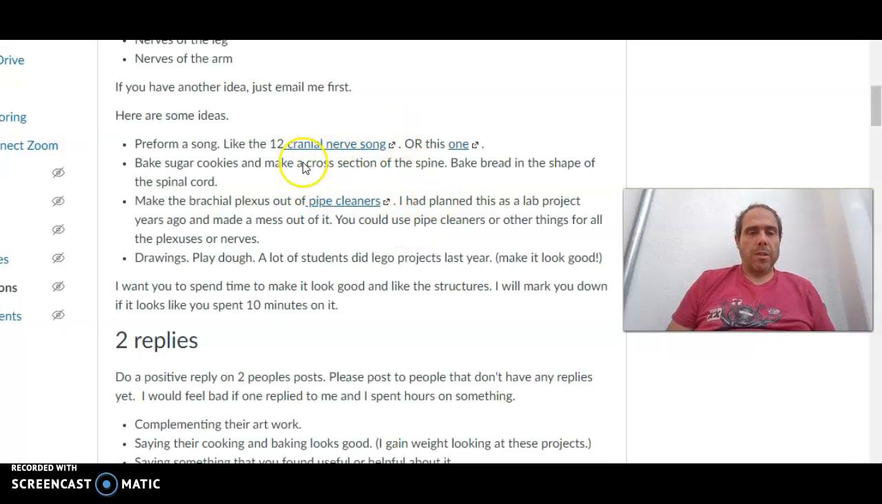So here's a couple songs. Could bake sugar cookies. My sugar cookies are going to be blood cells. You could bake bread in the shape of the spinal cord. Your digestive tract's going to eat bread, by the way. You can make the brachial plexus out of pipe cleaners. I had actually planned doing this in face-to-face labs for a long time. Drawings, Play-Doh. Lots of people did Legos last year, but make Legos look good.